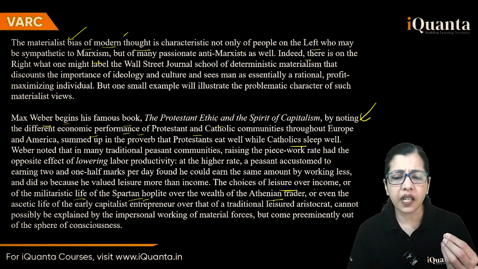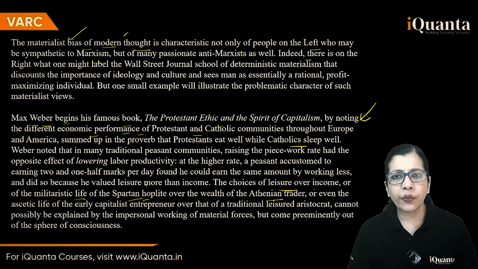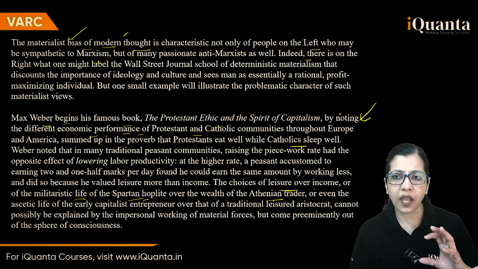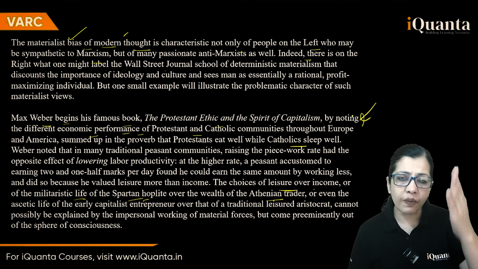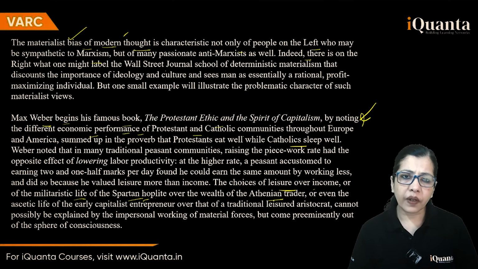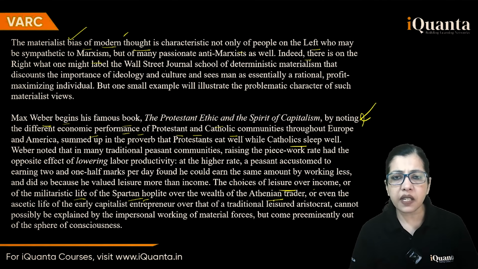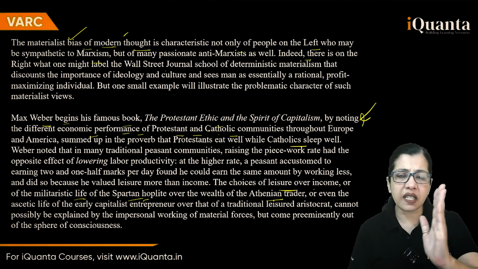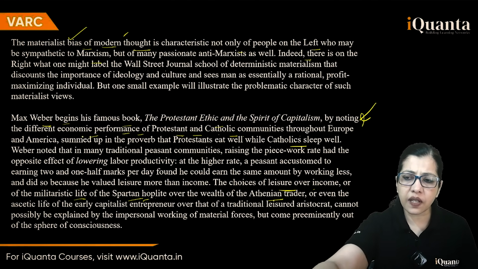Now if you don't have vocabulary, then even after looking at all this you will not understand anything. You will feel completely lost. Right now, since I have vocabulary, by reading the first 2 lines I can understand what he is going to mention in the para. Right? Different economic performance of Protestant and Catholic. If you don't know Protestant and Catholic, you won't understand anything. These are the 2 sects of Christianity, SECTS. Okay? Throughout Europe and America, he has discussed something.